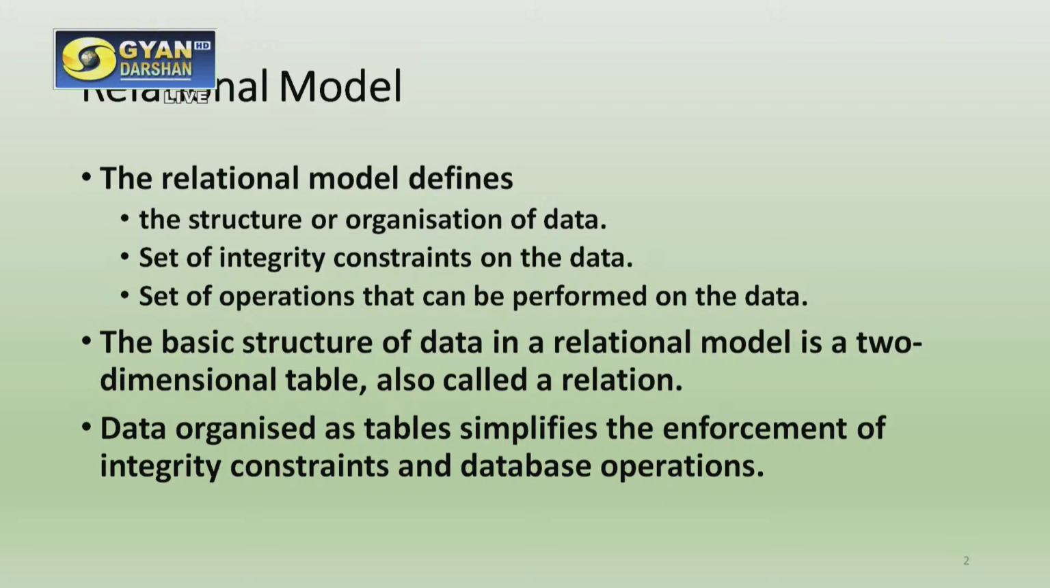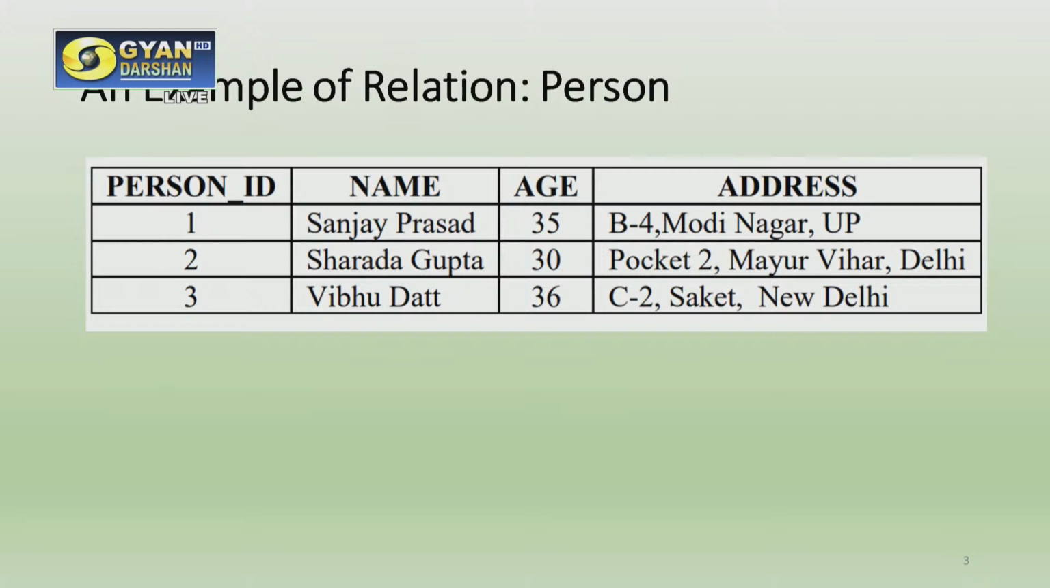This we will see with the help of an example, but the most important thing here is to understand that when we use the relational model, we can very simply apply integrity constraints and we can perform several operations on data. Let's try to take an example of a relation.